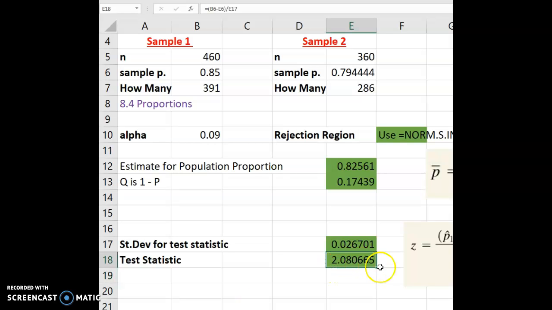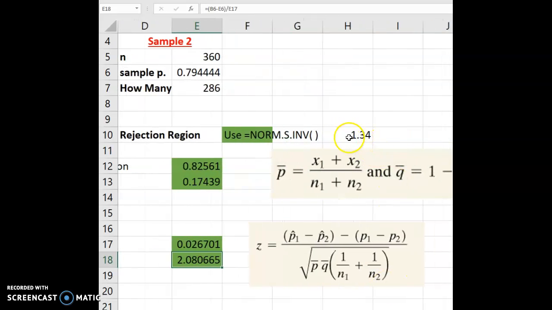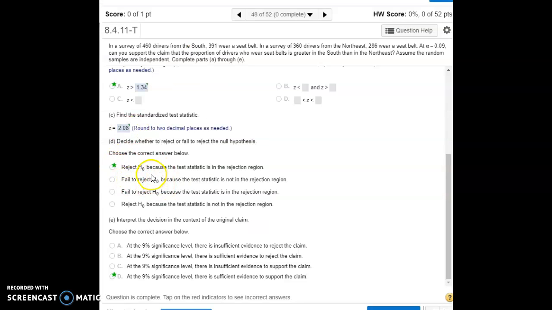And so using the critical value method, just compare that to our rejection region, positive 1.34. This is larger than positive 1.34. So it's further into the tail. It's in the rejection region. So we reject our null hypothesis, which means we're accepting the alternative, which was our claim, that the drivers in the south have a larger proportion of them wear seatbelts than in the northeast. So we have enough evidence to support our claim because we are rejecting the null and accepting the alternative hypothesis.